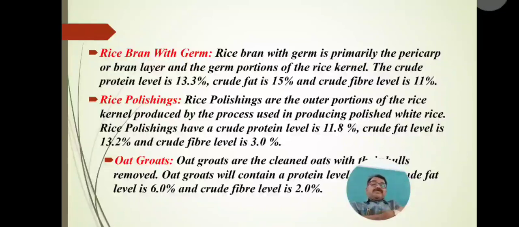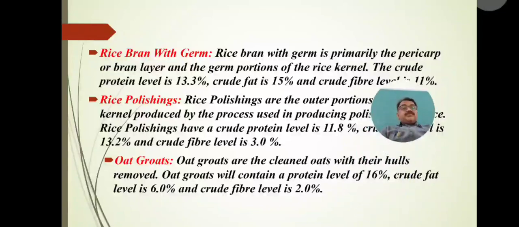Rice polishings are the outer portions of the rice kernel produced by the process used in producing polished white rice. When in the mill or feed industry rice is polished to produce white rice, rice polishings are formed, and they contain protein 11.8%, fat 13.2% and fiber 3%.